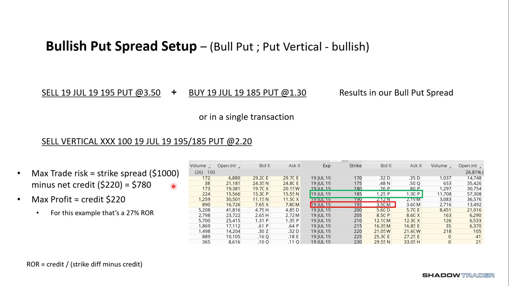That gives us a net trade risk of 1,000 minus 220 or 780. The maximum profit, once again, is the credit that you receive, the 220. This results in a 27% return on your risk.